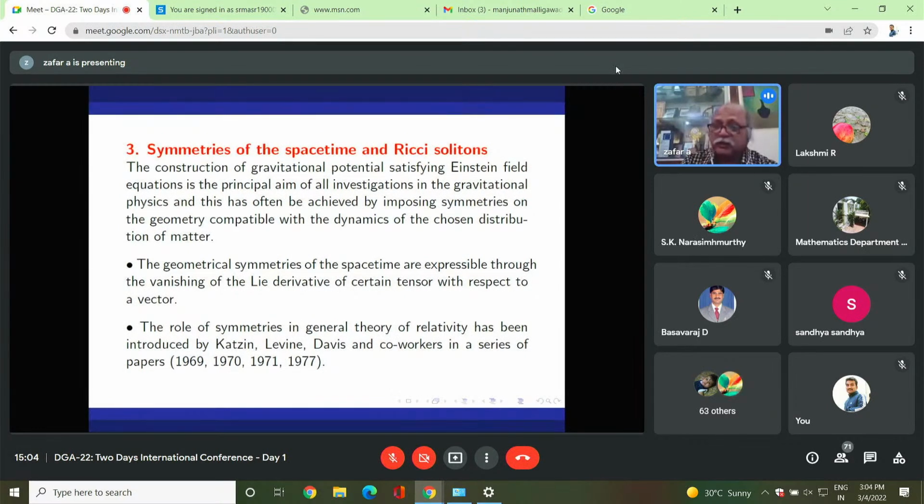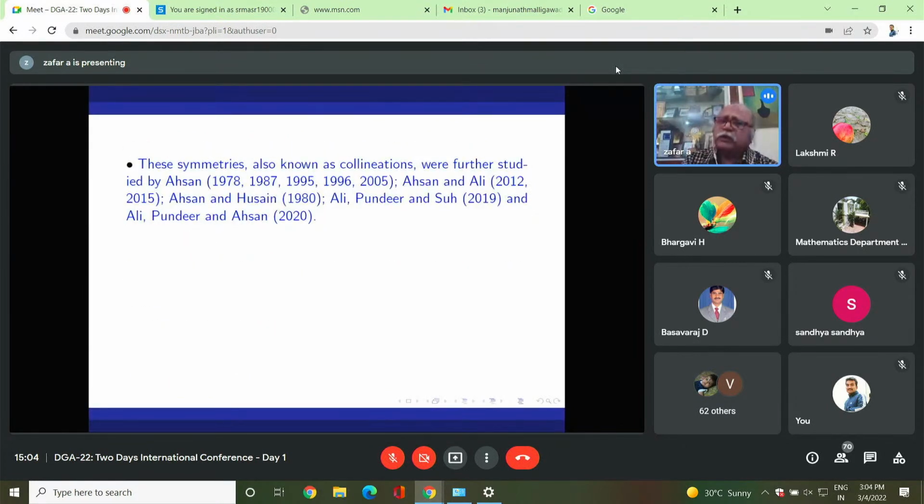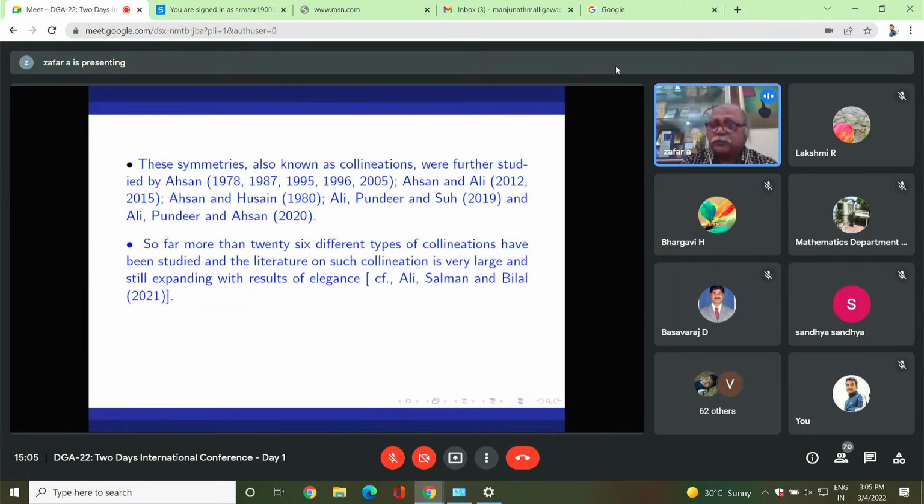how these symmetries are there in general relativity was first introduced in a paper by Katzin and his colleagues in 1969, and then he continued his work in 1970, 1971 and 77. These symmetries are also known as collineations. They were further studied by our group, myself, my student Hasan Ali, my supervisor Professor Hussain, and my students. So we have developed this symmetry business to some extent. So far, more than 26 different types of symmetries or collineations have been studied, and the literature on such collineations is very large and still expanding with results of elegance.